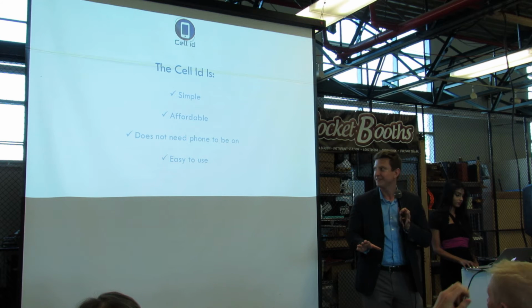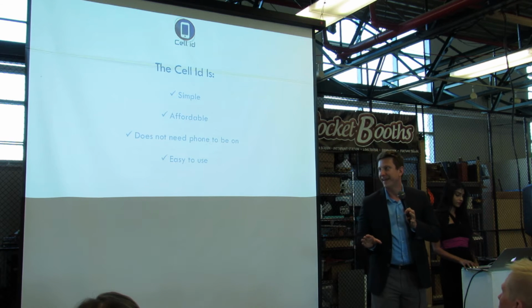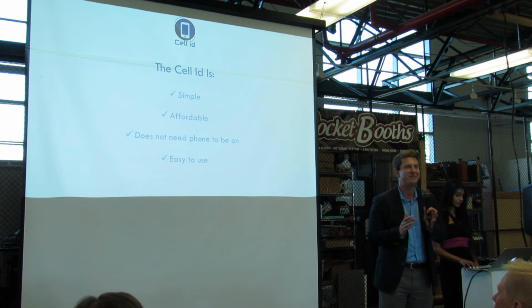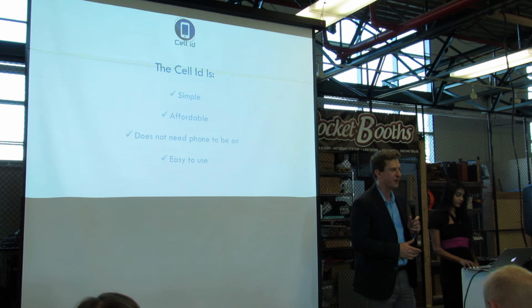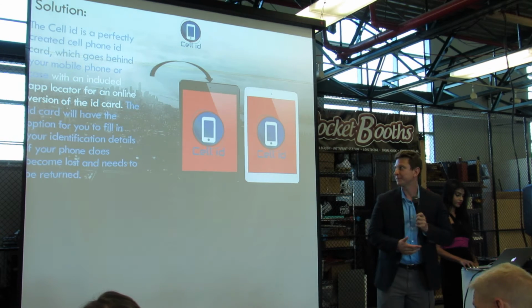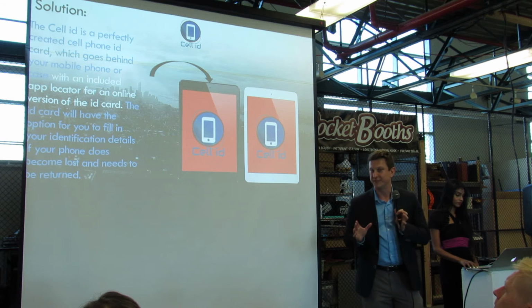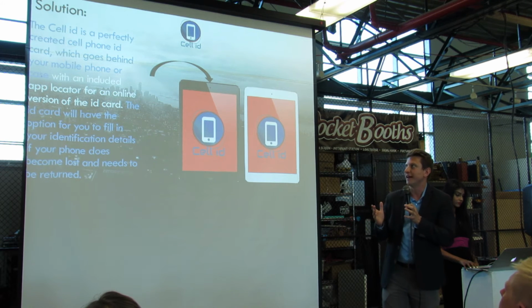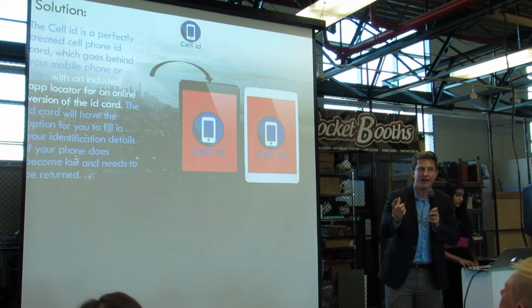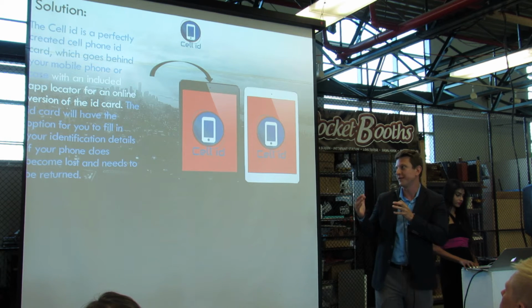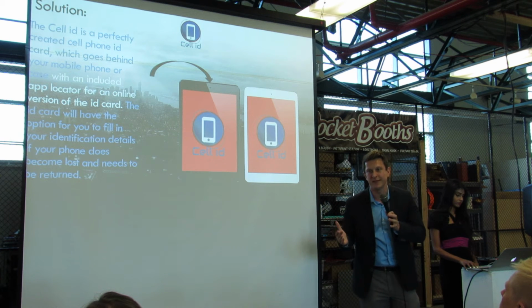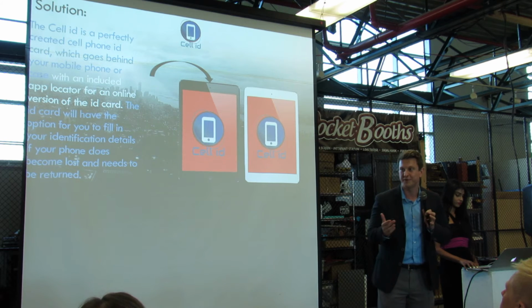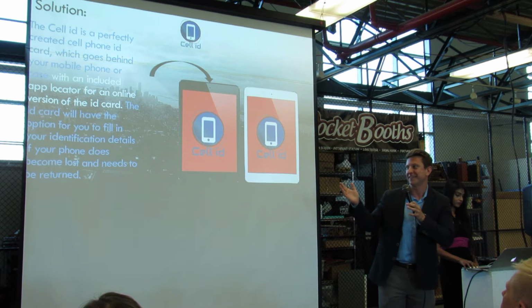It's super simple, it's really affordable, and the best part, your phone does not need to be on for it to help you get your phone back. So what is it? It's a really simple idea. It's a Cell ID, kind of like a luggage tag for your cell phone. It's got your contact information in it, and when somebody finds it, they can help give it back to you.